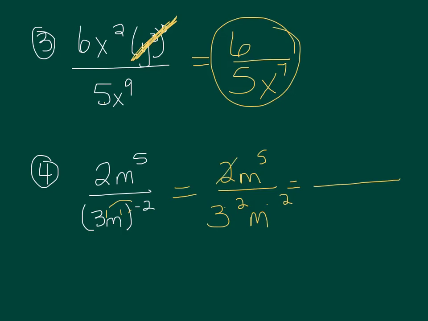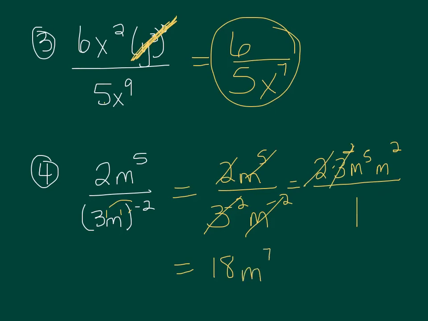The 2 stays, m to the 5th stays, 3 to the negative 2nd gets moved up, becomes positive, and m to the 2nd gets moved up. So there's nothing under there. So 3 to the 2nd here is 9. 9 times 2 is 18. So we have 18. And then it's m to the 5th times m to the 2nd, which is addition, so it's m to the 7th.